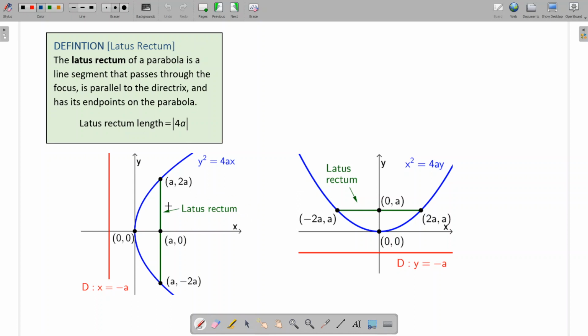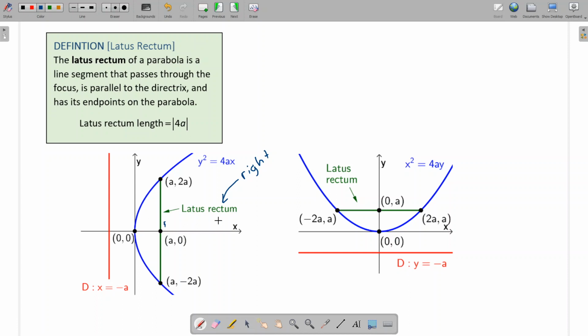Yes, I know it has a funny name, but this comes from Latin and it just means right. So latus would be a side. This is a side, I guess, that is maybe at a right angle with the axis of symmetry. I'm not sure why they chose this term, but the latus rectum is simply the segment that is perpendicular to the axis and passes through the focus.